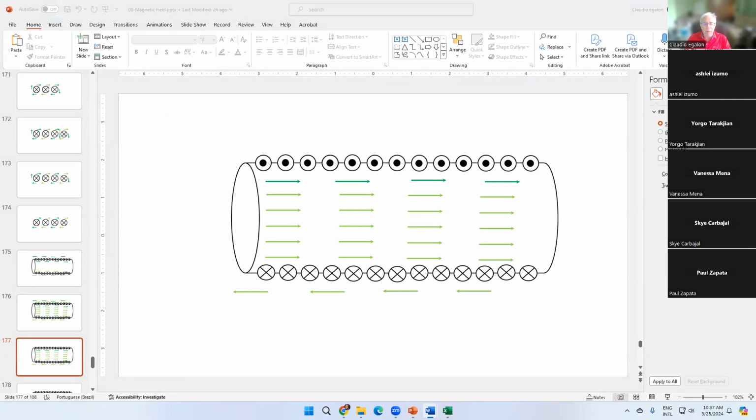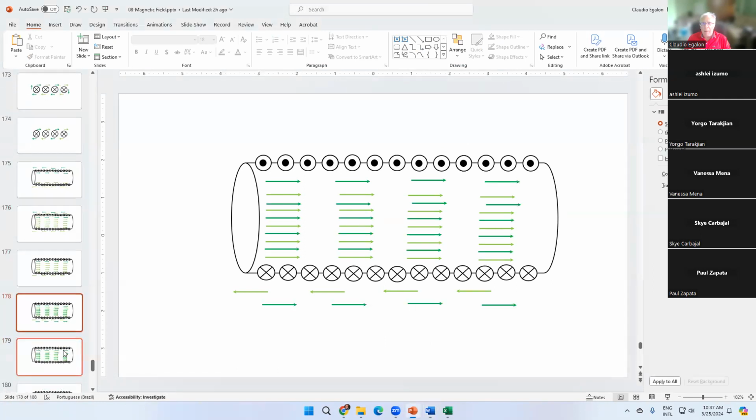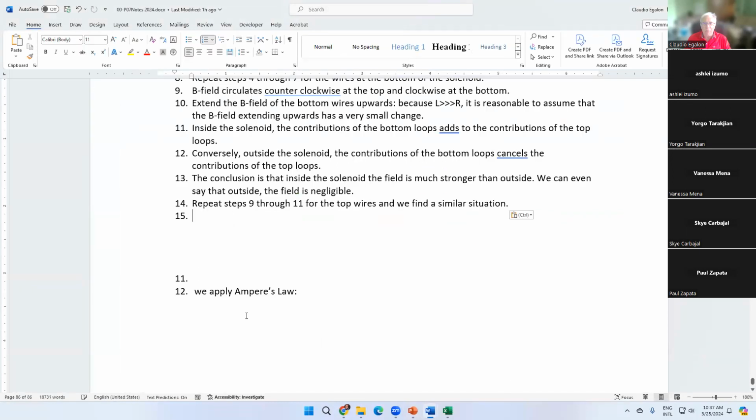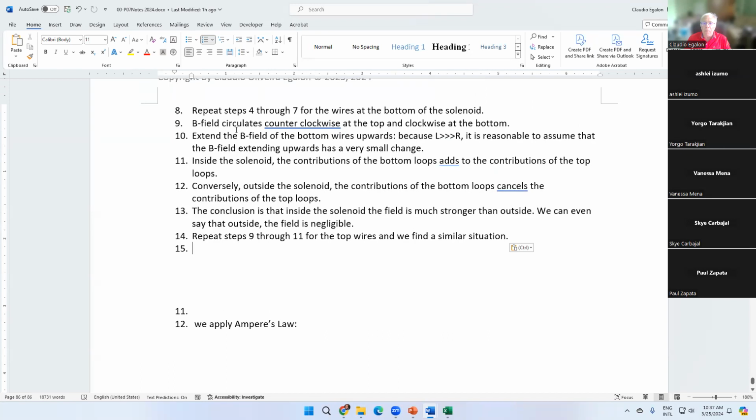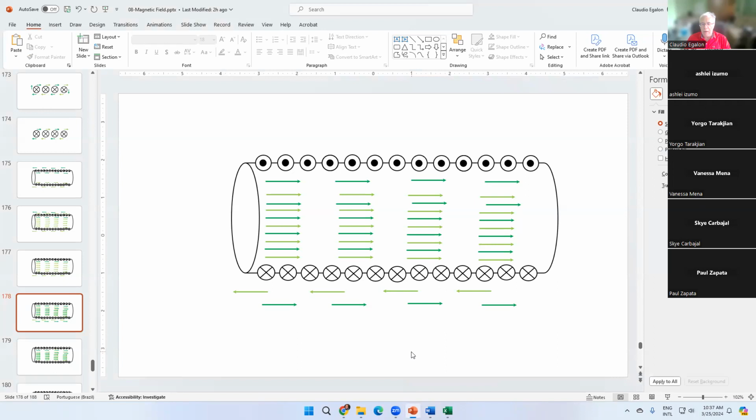And now we repeat the same for the field at the top. We extend the field at the top and we get the same type of behavior. So repeat steps 10 through 13 for the top wires, and we find a similar solution. Here you go. The field outside the solenoid: the field contribution of the top part cancels out the field contribution of the bottom part.